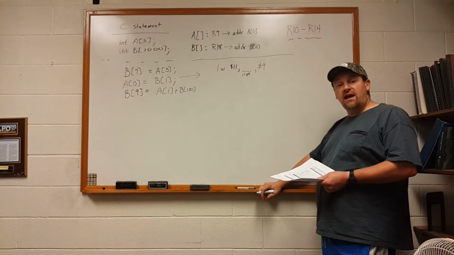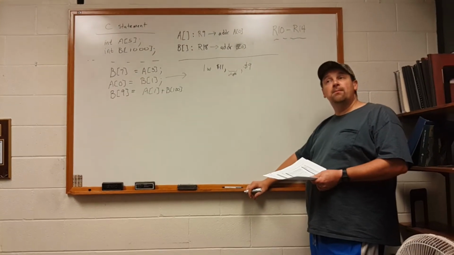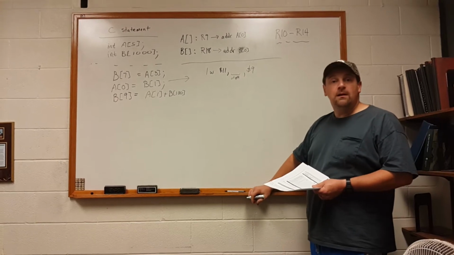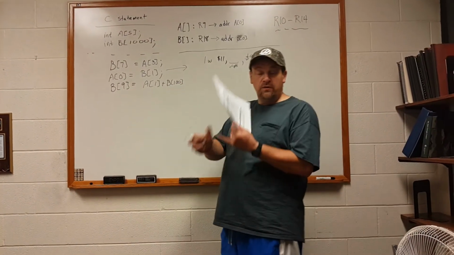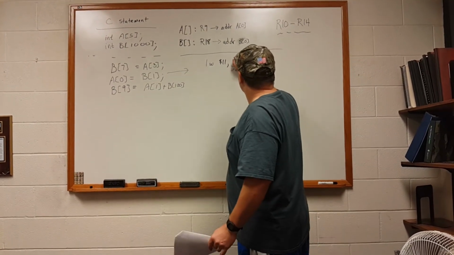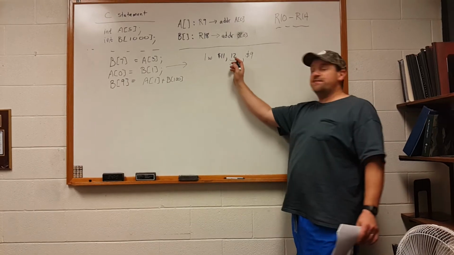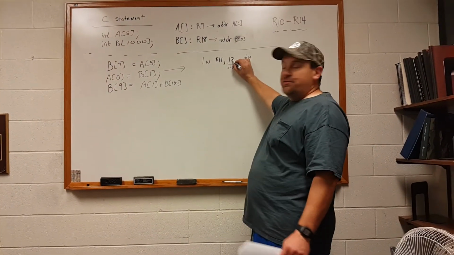What we want is A of 3. A of 3 is 12 bytes beyond A of 0. So we've got A of 0, A of 1, A of 2. We want A of 3. So we're going to put 12 here. Now 12 is a constant, not a register. That is A of 3.